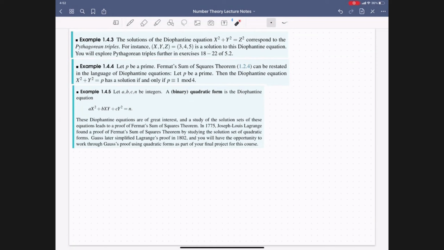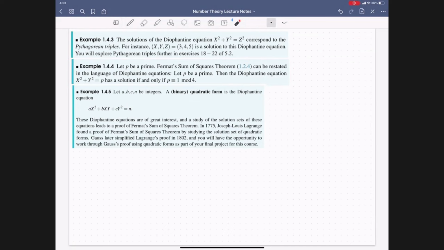Another example of a Diophantine equation is what is known as a binary quadratic form. These are Diophantine equations of the form ax squared plus bxy plus cy squared equals n, where a, b, c, and n are all integers. And one of the great things about this topic is that in studying the properties of such Diophantine equations, Lagrange in 1775 was able to devise a new proof of Fermat's sums of squares theorem, giving at that point in time the second proof of the statement, since Euler discovered the first.